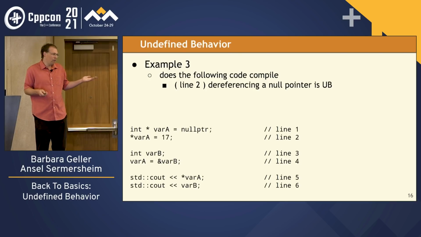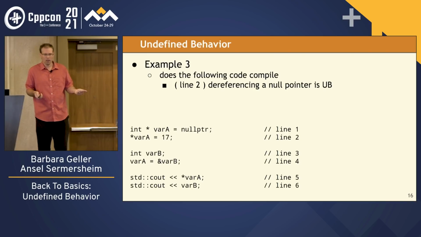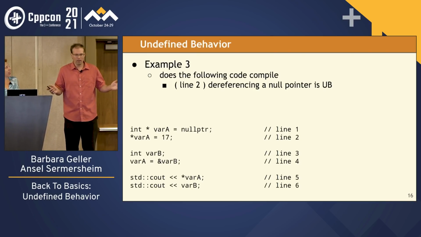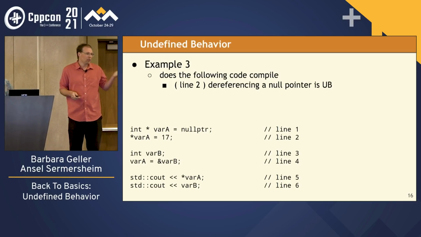Then if we go on, line 3 is fine. We've declared var B, it's uninitialized. Line 4 is okay. So it's okay to have line 3. Yeah, line 3 is fine. Not undefined at all. Sometimes you do need to initialize things, but you don't need to here.